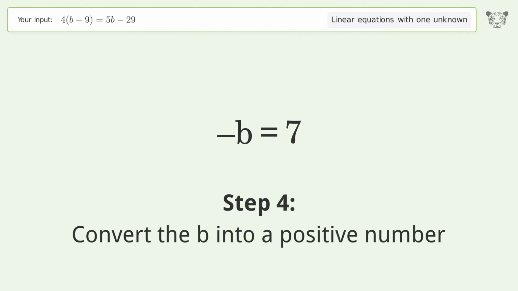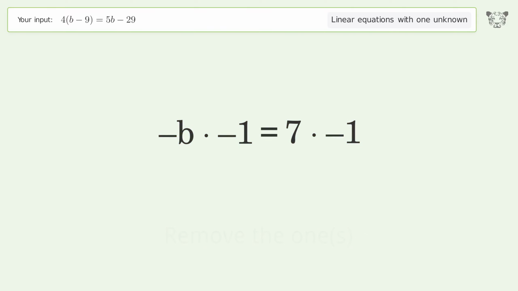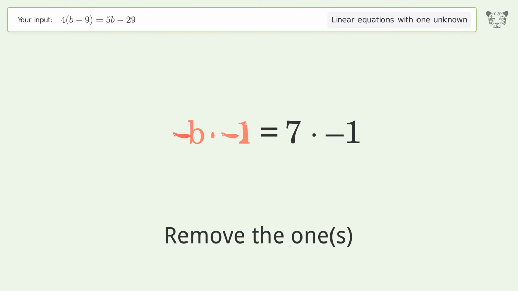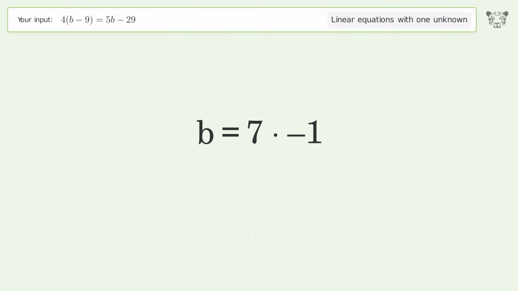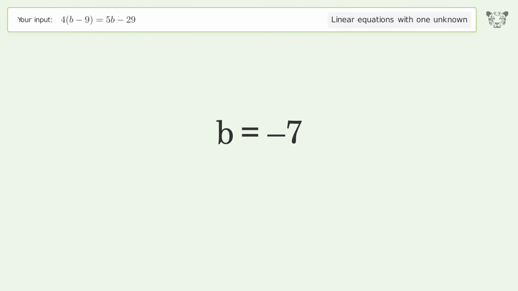Convert the b into a positive number. Multiply both sides by -1. Remove the ones. Simplify the arithmetic. And so the final result is b equals -7.